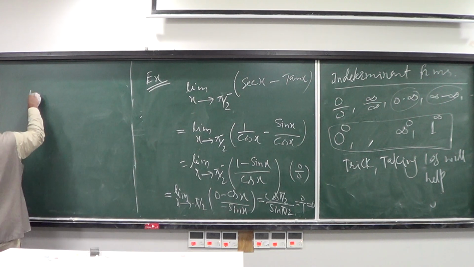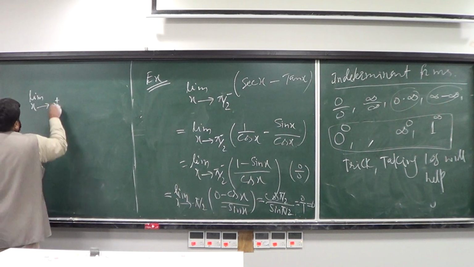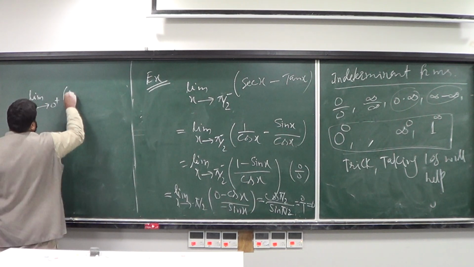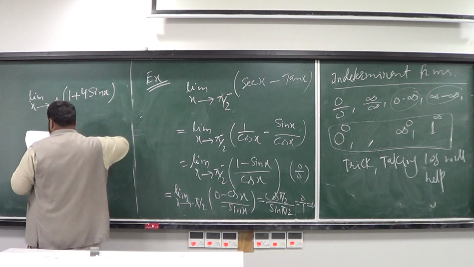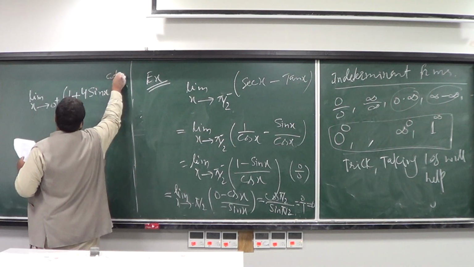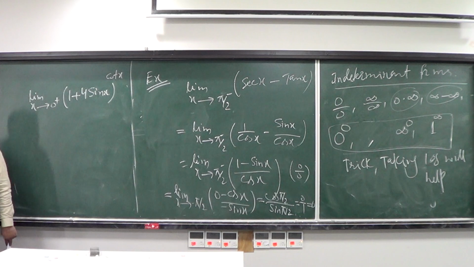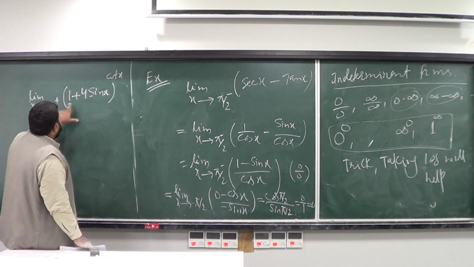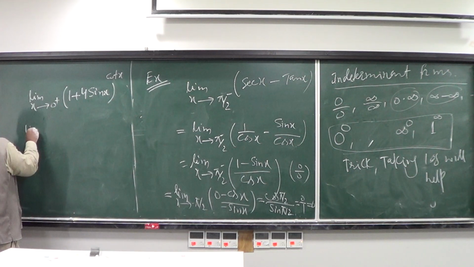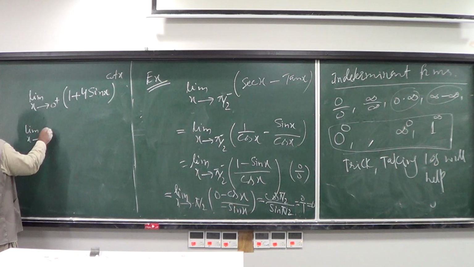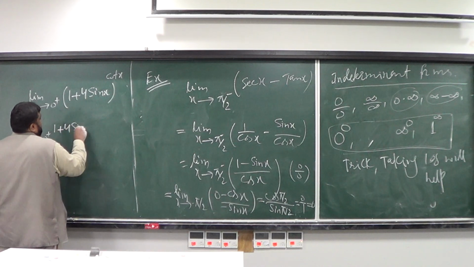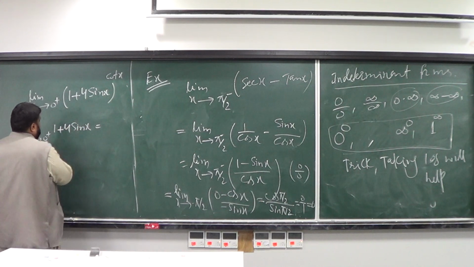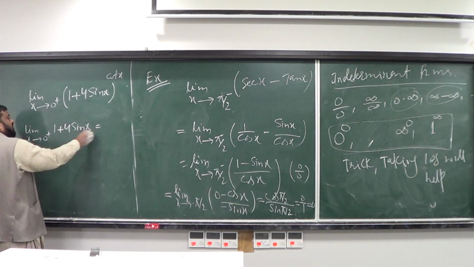Say I have to calculate the limit as x goes to 0 plus of (1 plus 4 sine x) power cot x. It seems a complicated form. So if you substitute, the limit as x goes to 0 plus of 1 plus 4 sine x is going to be, substituting sine 0, equal to 1.